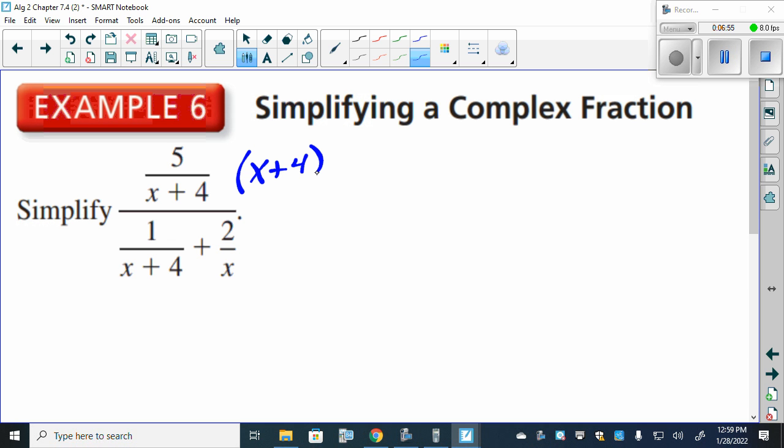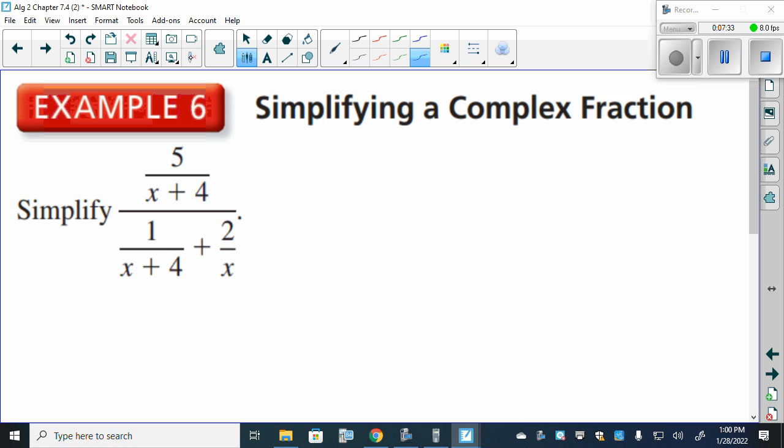What would I get if I multiply 5 over x plus 4 by x plus 4? Well, this would multiply by the numerator, so I would have 5 times x plus 4 over x plus 4, yes? What's going to happen to the x plus 4 over x plus 4? Cancel out, giving us just a 5, yes? If I did it to the 1 over x plus 4, we would get 1, because the x plus 4 over x plus 4 would cancel, yes?